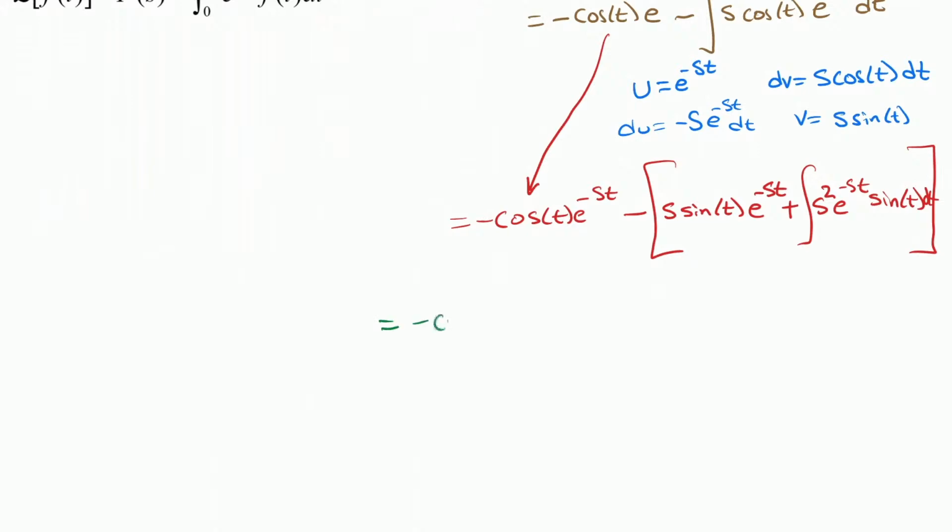So this is negative cosine t e to the negative st minus s times the sine t e to the negative st minus s squared times the integral of e to the negative st sine of t dt. Okay, so that's where we're at. All I've done here is I've kind of expanded. I've multiplied through by negative. I think everything's good. Now here's the interesting thing.